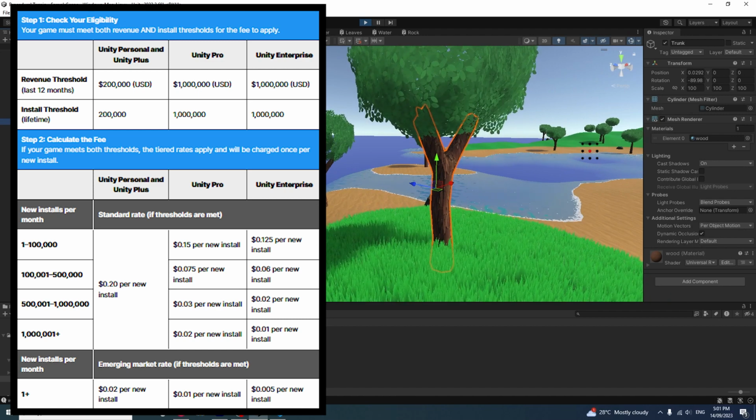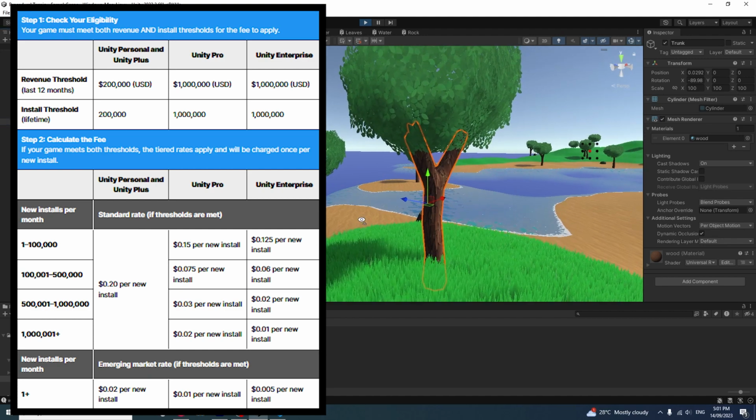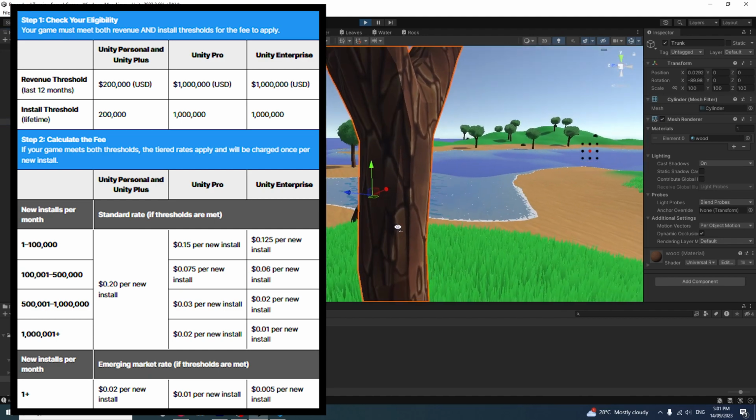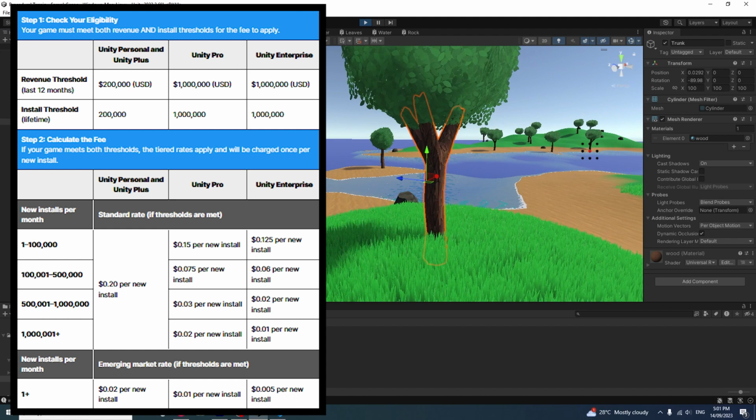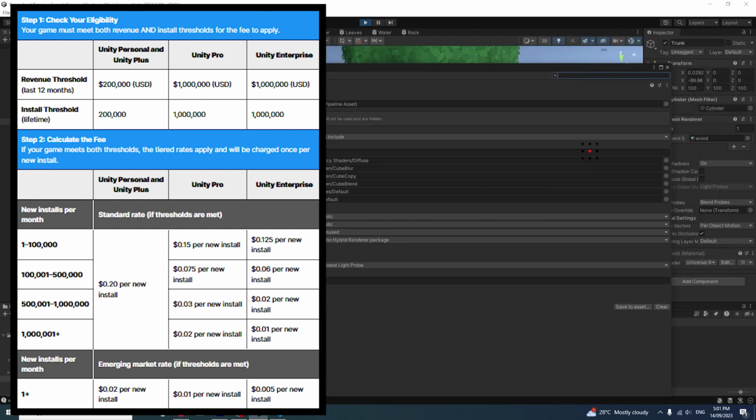If you're using Plus or Pro, you'll have to pay a smaller fee of around 3 to 15 cents, but only if you have more than 1 million downloads and you're making more than $1 million a year. So this will not affect most Unity users, and it will only affect you if you're already making a ton of money off the platform.